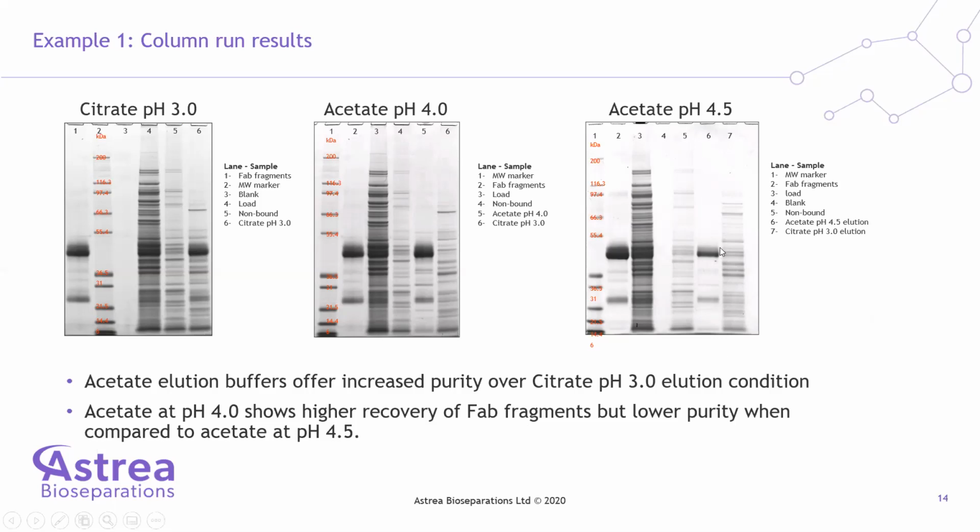However, the Fab band is also slightly smaller than the other two elutions, and we can see that we still have some Fab fragments on the column as it's being eluted in the citrate buffer after our first elution. Therefore, this gave us a choice of two possible different elution strategies. Acetate at pH 4 if we wanted to maximize our recovery but improve our purity in comparison to the citrate, or acetate at pH 4.5 if we wanted to focus on a purer fraction.